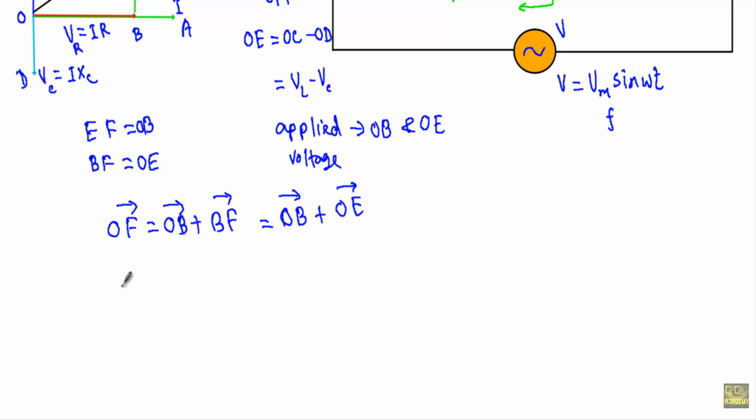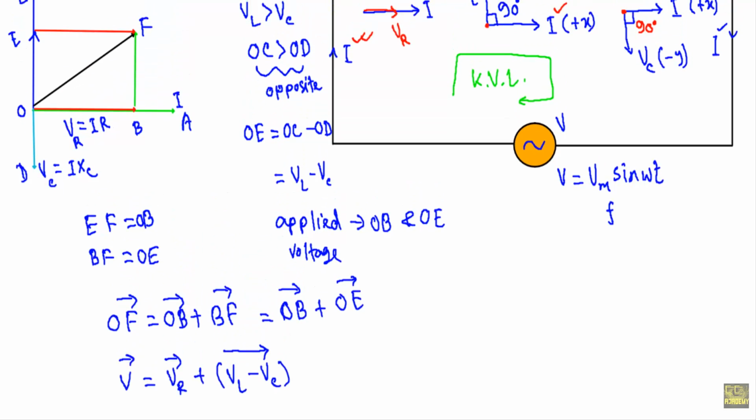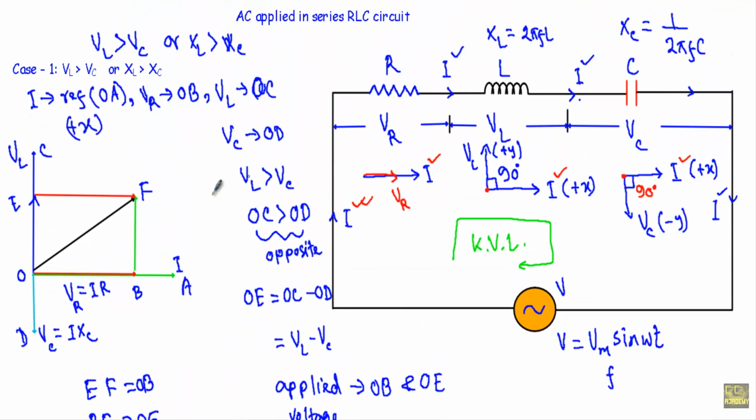See, OF will be our applied voltage phasor V. OB is the VR voltage phasor, and the OE vector will be the difference of VL and VC. So this voltage phasor is VL minus VC, and in this direction I get VR.